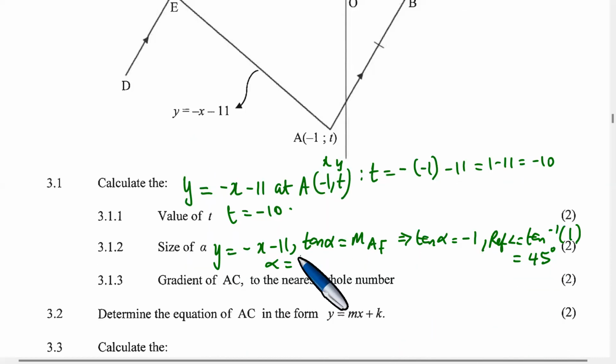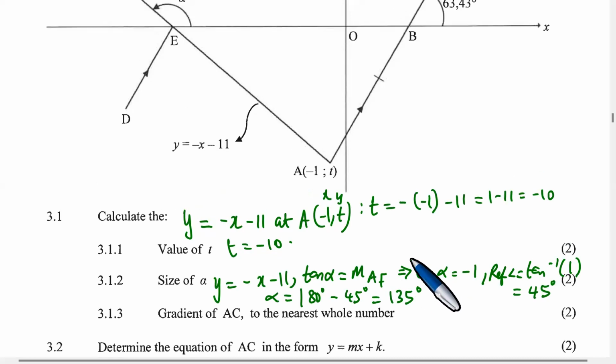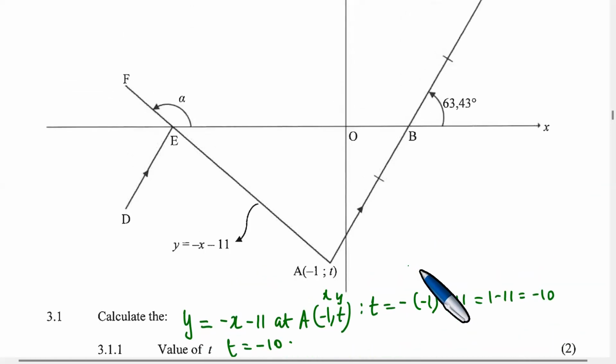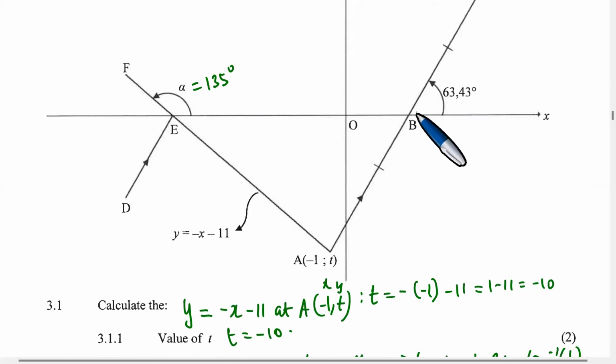You then need to say alpha is 180 degrees minus 45 degrees. What is 180 minus 45 degrees? It is 135 degrees. Which means that alpha here is actually equal to 135 degrees, and this one is 63.43 degrees.